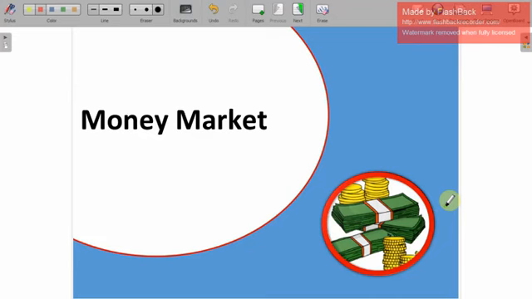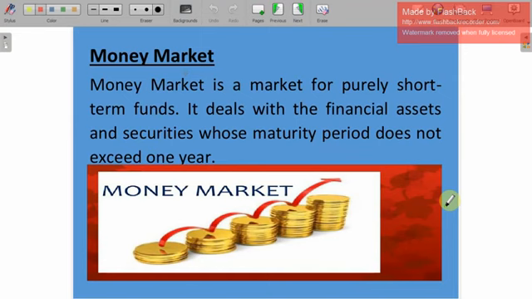Hi student, we understood in the earlier videos that the security market can be divided into capital market and money market. So let's now understand what is money market and the characteristics of money market. To begin with, first let's start with the money market.